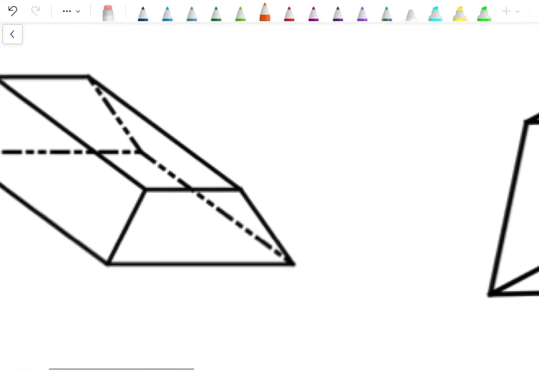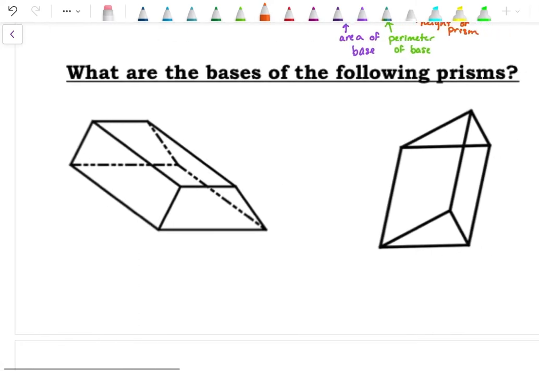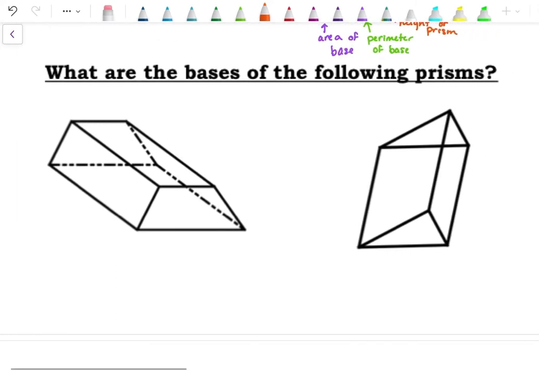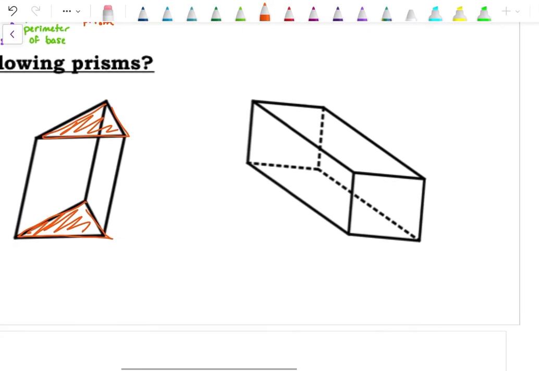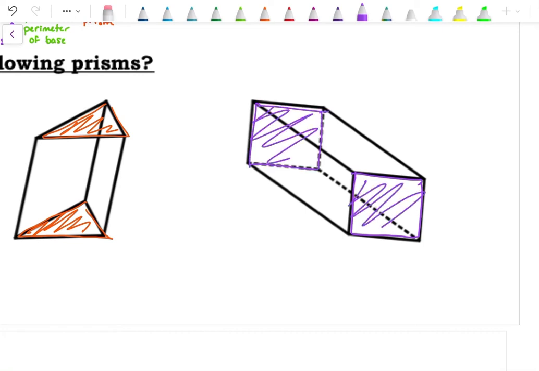So let's get started. What are the bases of the following prisms? So we've got a base right here. This is going to be one base. We know it's a base because it is going to be the same shape on both sides, identical shapes on both sides. Number 2, we've got this base right here. We know it's a base because it's the same shape on the other side. It's a triangle base. And number 3 is a bit tricky because you could call the base really anything. I'm going to call this my base just because we'll be consistent with all of the other shapes. Again, same on both sides.